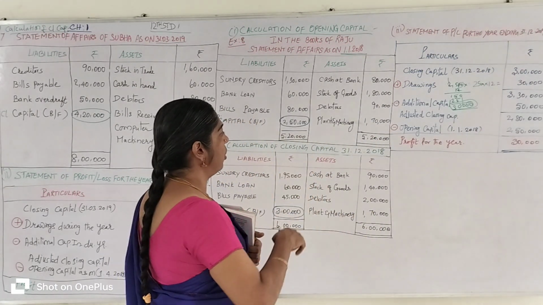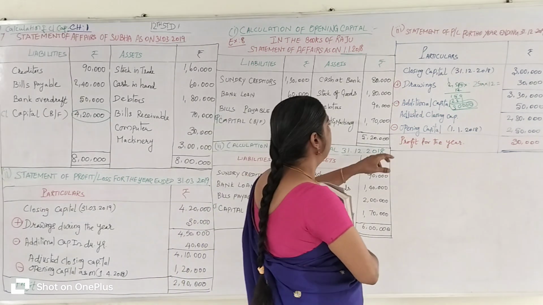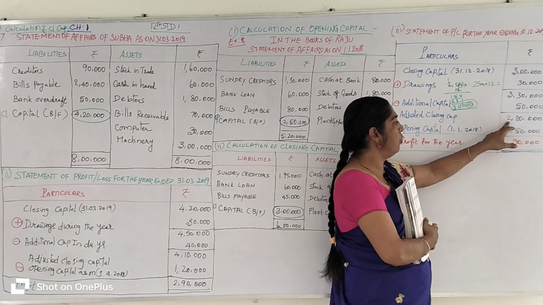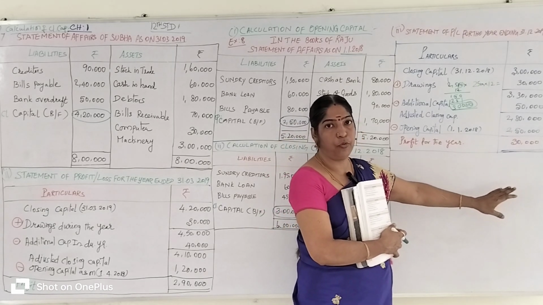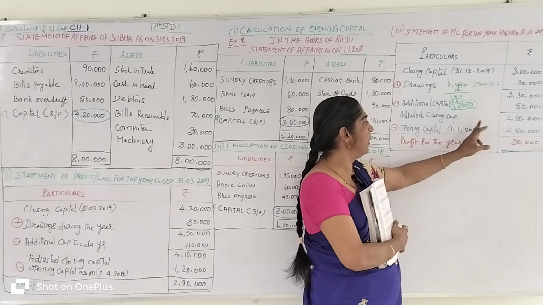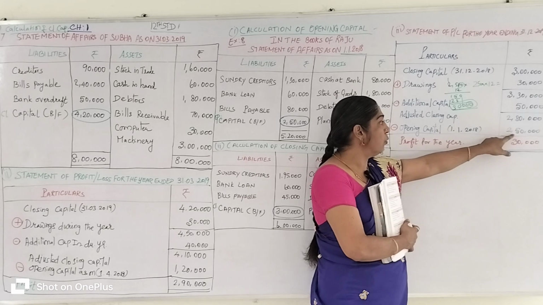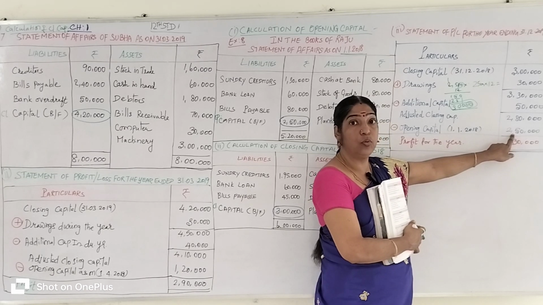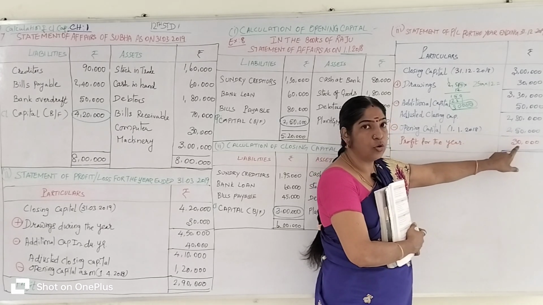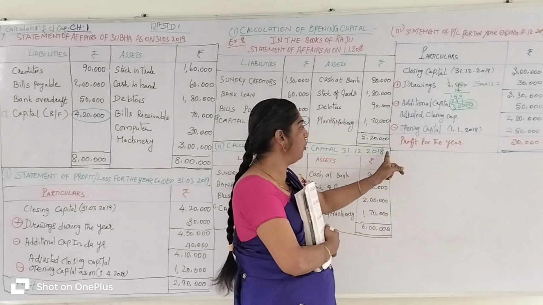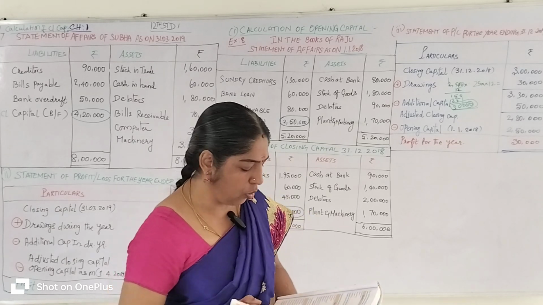Whether it is profit or loss, it is profit. How can you find out? If the adjusted closing capital value is more than the opening capital value, then it is denoted as profit. Here the adjusted closing capital value 2,80,000 rupees is more than the opening capital value 2,50,000 rupees. After subtracting, you get 30,000 rupees. That 30,000 rupees is the profit for the year. So we prepared the profit for the year, which is 30,000 rupees.